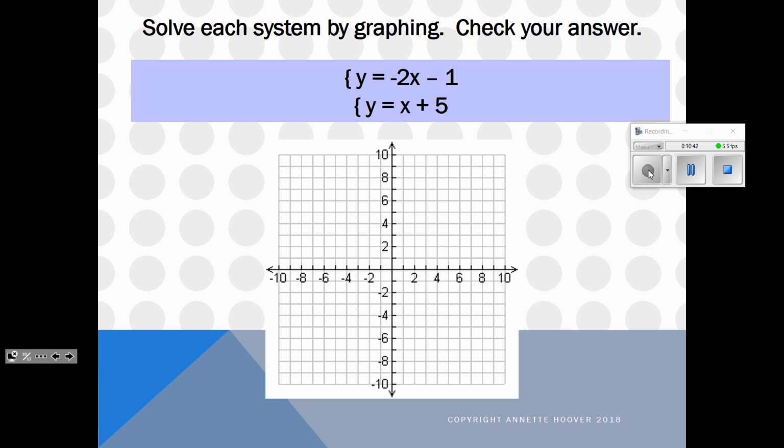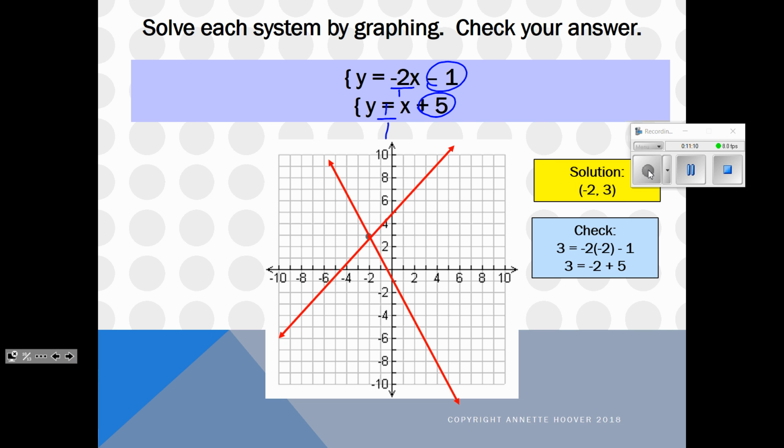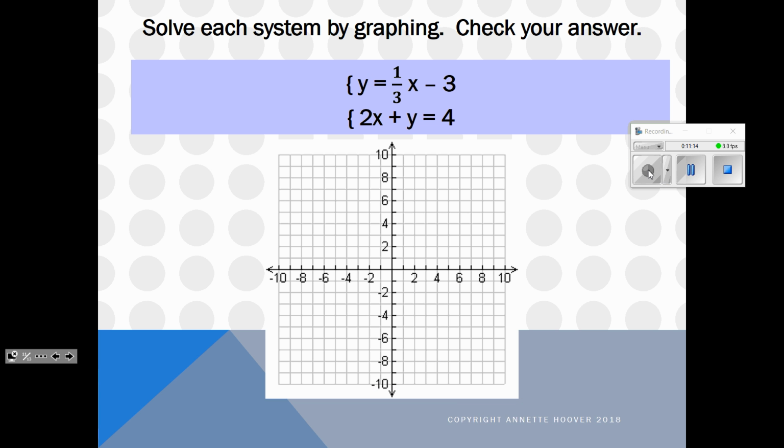Okay, both of these are already in slope-intercept form. So with the first line, we have a y-intercept of -1, and then we have a slope of down 2 to the right 1, graphs like this. The second one, we have a y-intercept of 5, and then a slope of 1 over 1. So we go to 5 on the y-axis, up 1 over 1, and it looks like this. It looks like it crosses at (-2, 3). So if we were to check (-2, 3), we would see that indeed it checks.